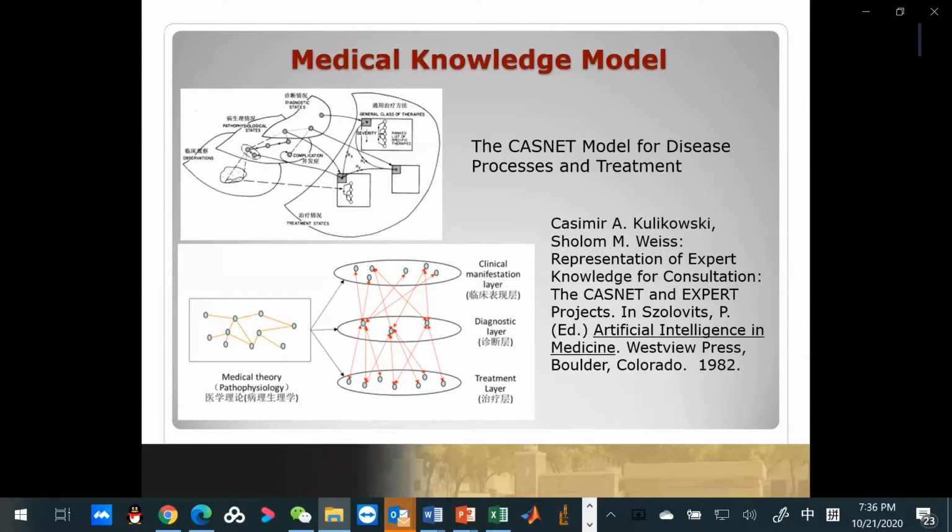In the following diagram, there are three layers: clinical manifestation layer, diagnosis layer, and the treatment layer. The elements in different layers are mapping each other. In the clinic, doctors collect the patient's findings and give a hypothetical diagnosis. This hypothetical diagnosis will map to one group of treatments.